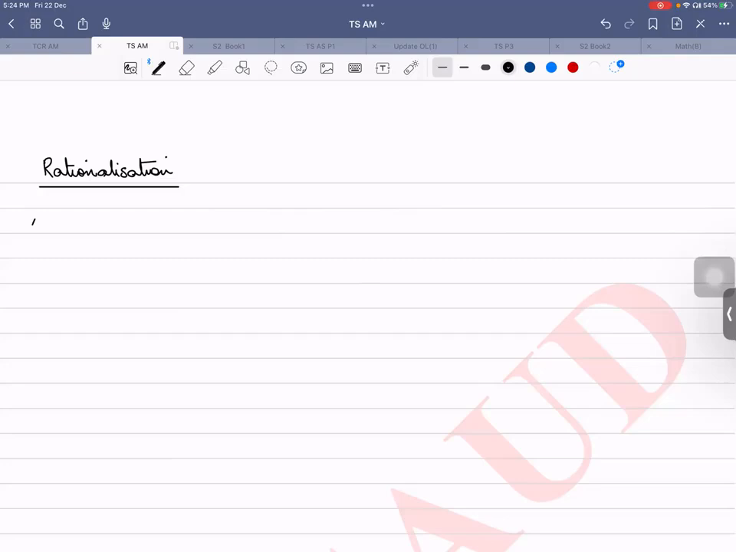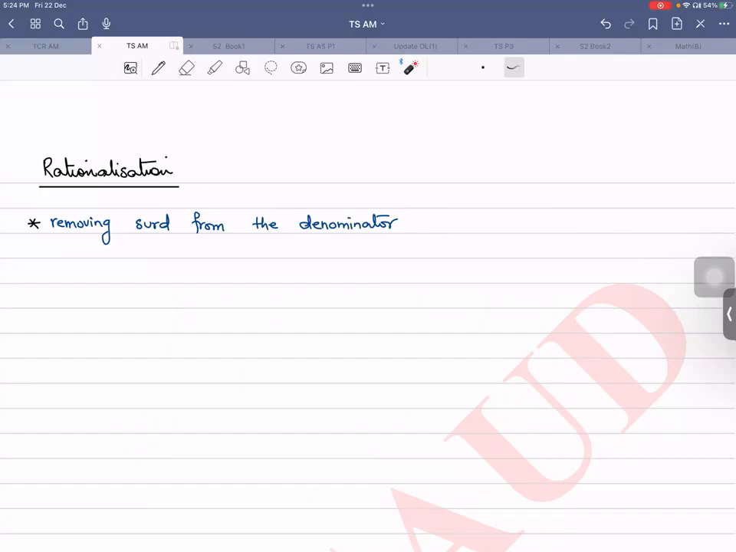Rationalization is basically removing surd from the denominator. Rationalization is removing surd from the denominator. But why do we have to remove the surd or the square root from the denominator?